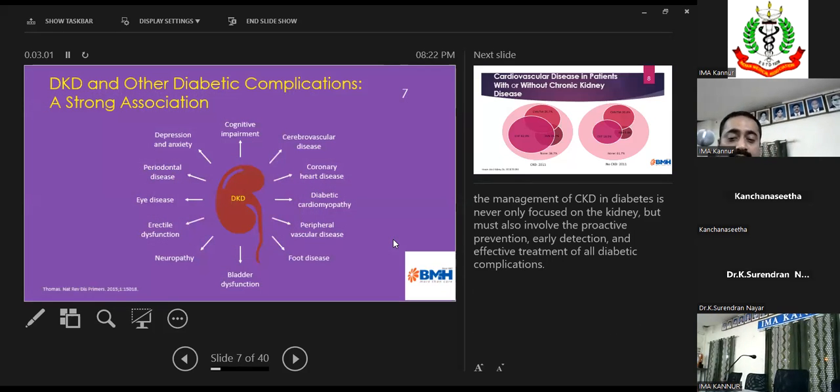So the management of CKD in diabetes should not only focus on the kidney, but must also involve proactive intervention, early detection, and effective treatment of all diabetic complications. Diabetic kidney disease is not just all about the kidney. Those who have raised urea or creatinine levels or diabetic nephropathy will definitely have other associations like cognitive impairment. They have a high chance of cerebrovascular disease, coronary artery disease, diabetic cardiomyopathy, eye disease, neuropathy, bladder dysfunction, erectile dysfunction, and even depression and anxiety have been associated with chronic kidney disease.